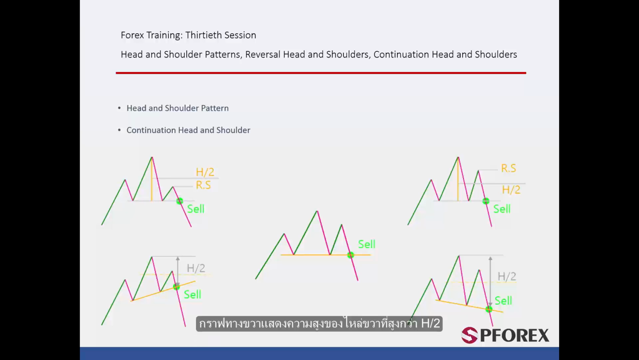The right graph shows that the right shoulder height is higher than H2. In this type, SL value is more than TP. Thus, this type is not recommended for placing an order. Most of the time, TP is set on the H2 value, away from the breakout point.